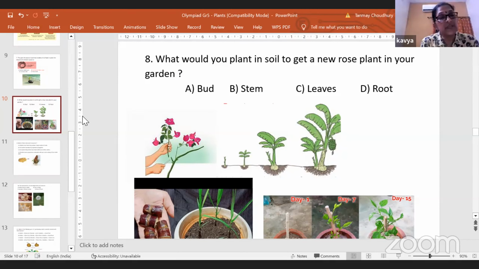Where are the seeds present? The seeds are present in the fruit. And how is the fruit formed? Fruit is formed from the flower. So the flower, fruit, and seed are the reproductive part of the plant. But the rest of the parts, that is the stem, root, and leaf, are the vegetative parts of the plant.